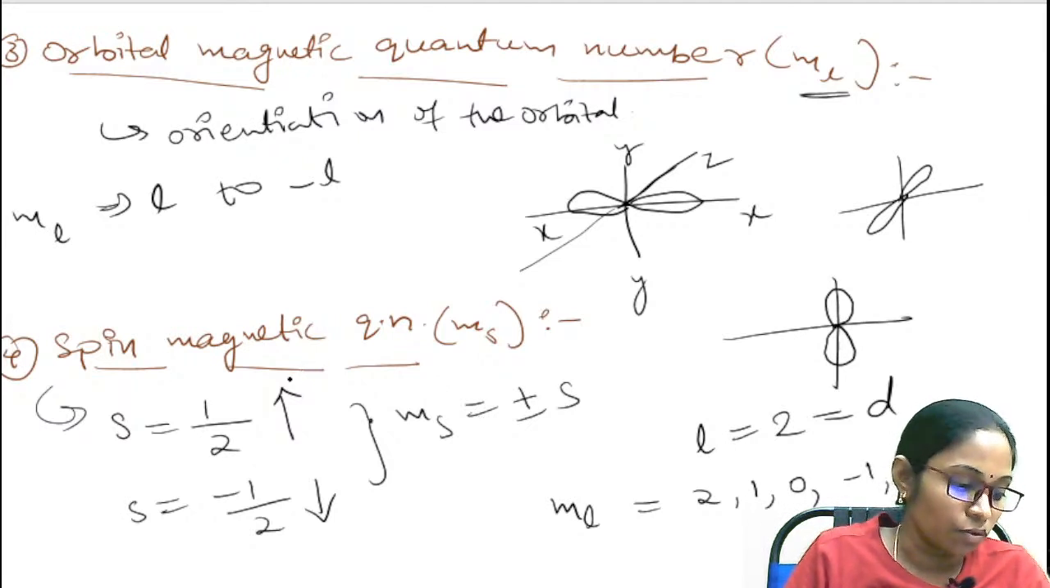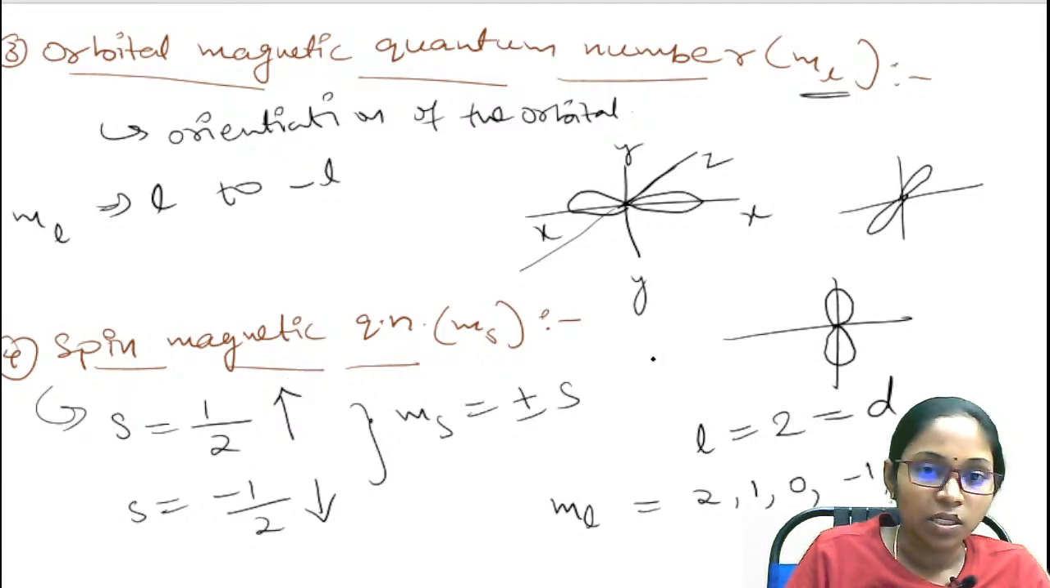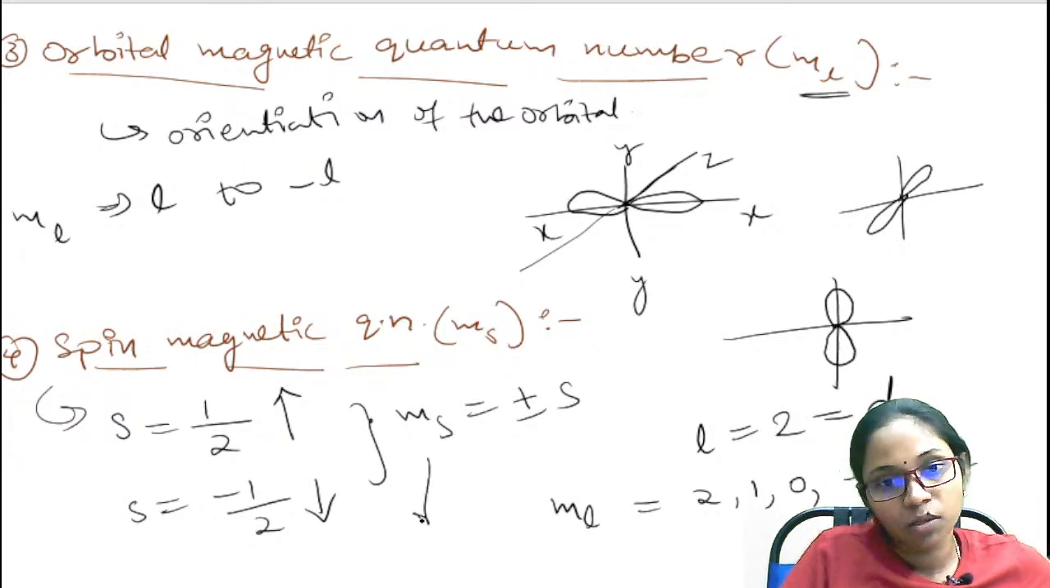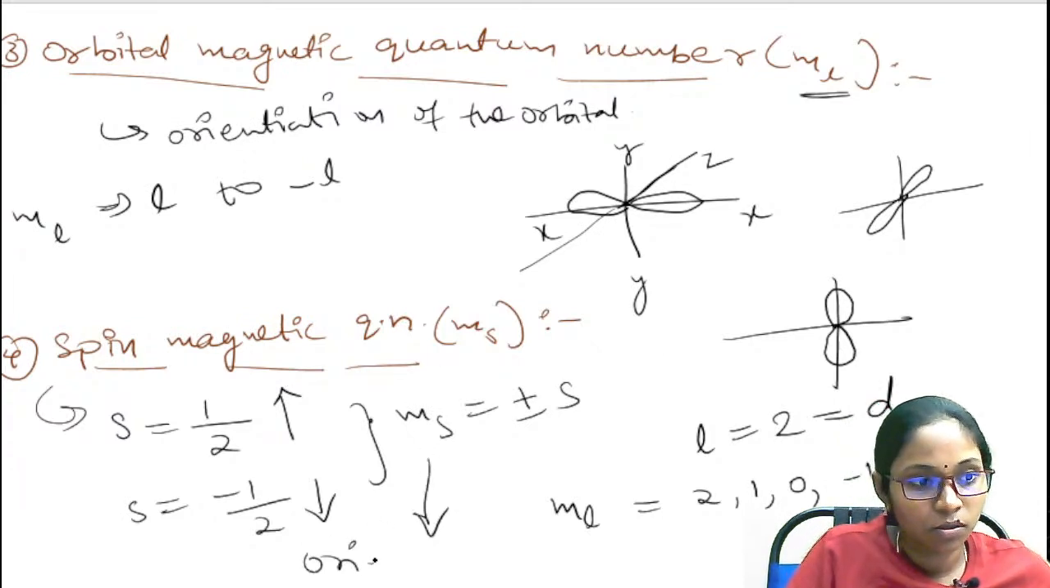The spin quantum number gives us the orientation of the electron.